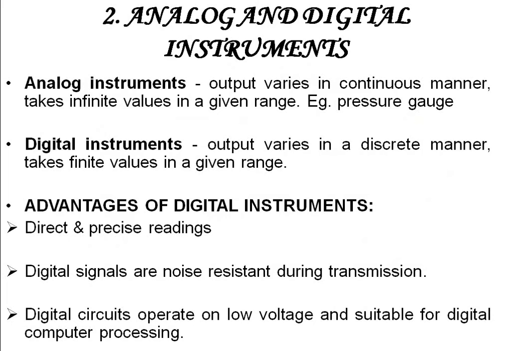Next, analog and digital instruments. This is a very simple one. In analog, the output varies in a continuous manner and takes infinite values in a given range. Whereas in digital, straight away we get the digital answers. Output varies in a discrete manner and takes finite values in a given range. So the advantage is direct and precise readings. Digital signals are noise resistant during transmission. Digital circuits operate on low voltage and are suitable for digital computer processing.